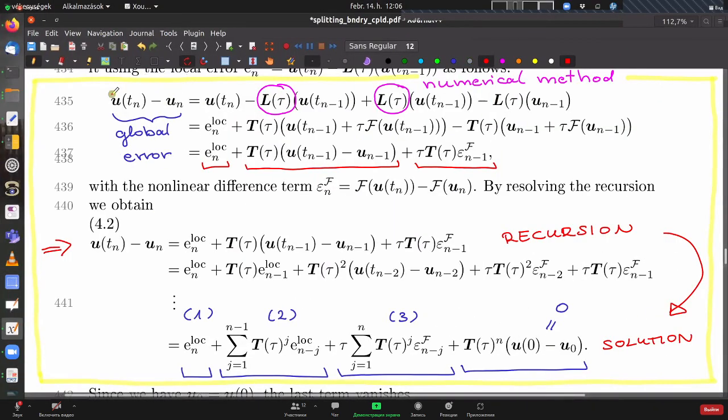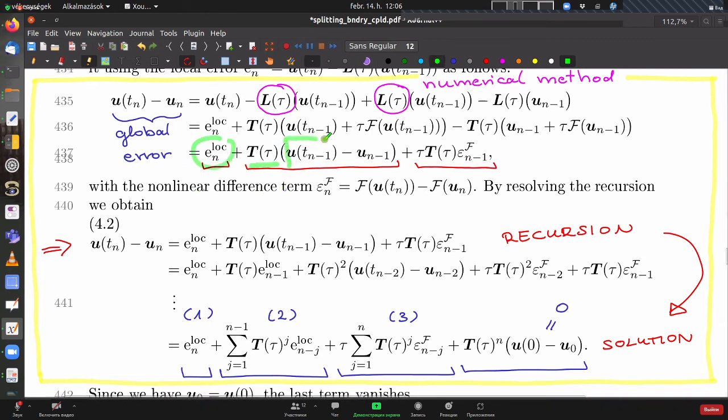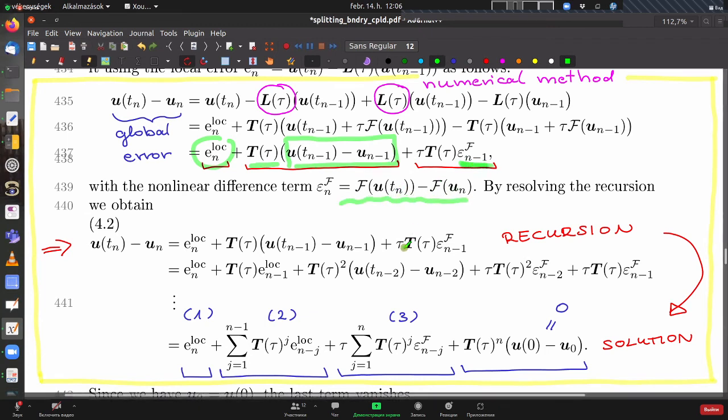So here we have the global error. Here we subtract and add the numerical method at the previous time step. And then we just reformulate everything. And here we have now the local error. This is the propagation of the global error of yesterday. And this is the propagation of the error of this f function. So we can resolve this recursion, and this will be the solution.